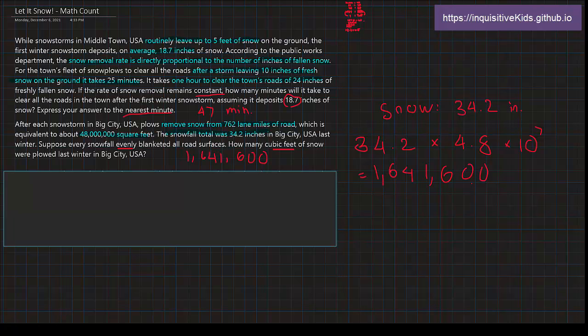Now suppose that 1 cubic foot of snow weighs about 15 pounds. Based on this information and the last problem, approximately how many tons of snow were plowed in Big City, USA last winter?